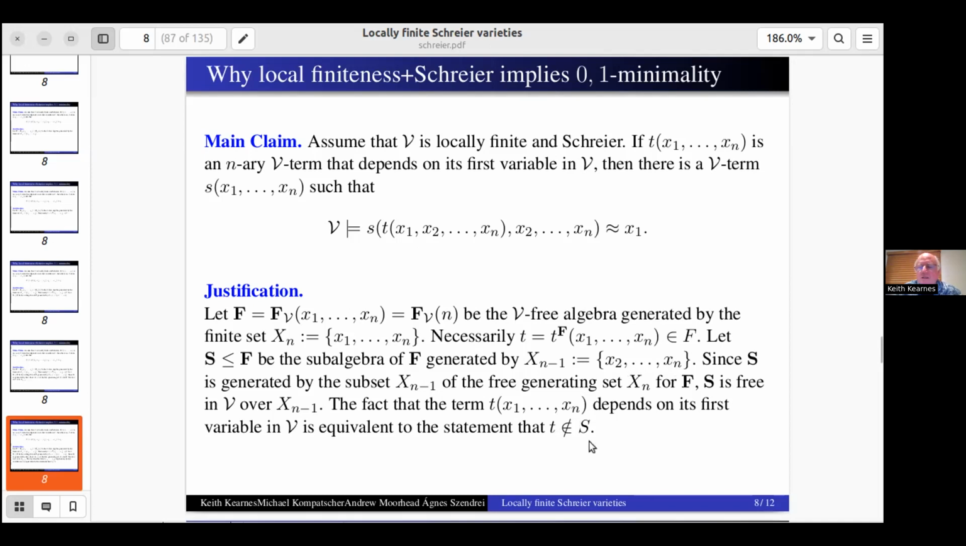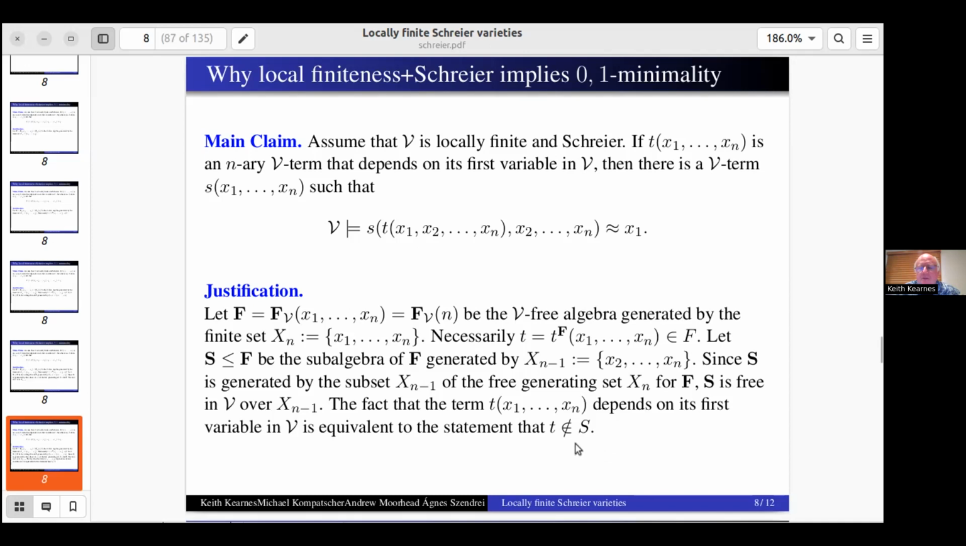See, if t was in S, it would be generated by x2 up to xn, but that would say that t could be rewritten as a t prime of x2 up to xn without the x1 appearing. And with that happening, then it's impossible that t could depend on x1 in the variety. So if t was in S, it wouldn't depend on its first variable, because the only things in S are the things that depend on the later variables.